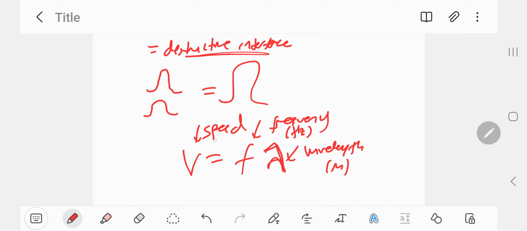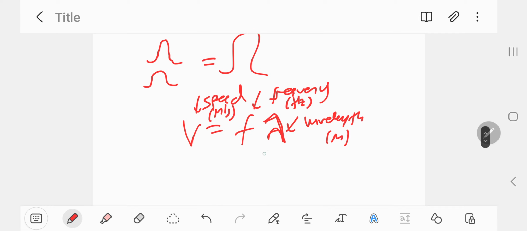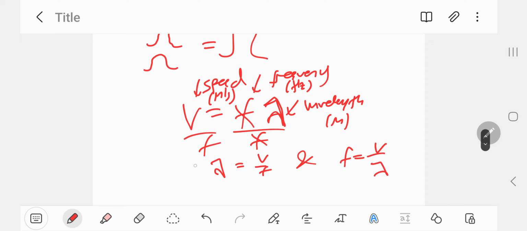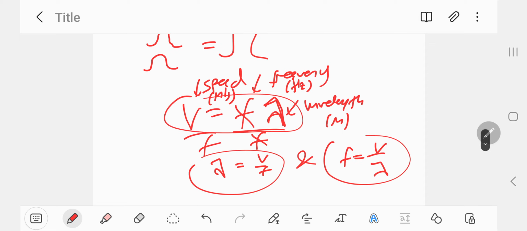Frequency is measured in hertz. Speed is measured in meters per second. You can rearrange this algebraically to get F by itself, divide both sides by F. F's cancel out. So you get lambda is V over F. And similarly, you get F is equal to V over lambda. Right? That's how you can calculate things like speed, frequency, and wavelength of a wave.